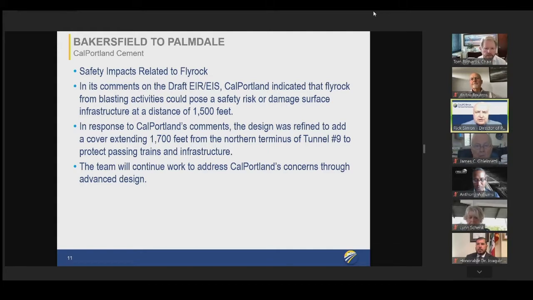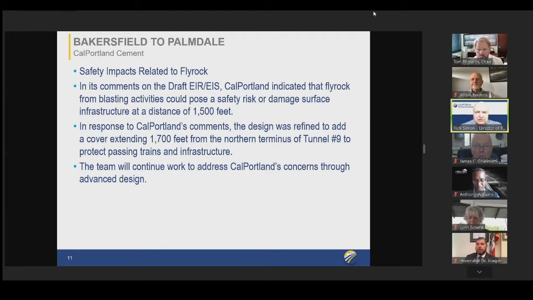One of the comments that Cal Portland made was related to fly rock. This is the potential for rock to come out of the pit as they do a blasting operation. There's a documented case of fly rock traveling as much as 1,200 feet and striking somebody, causing property damage or injury. Obviously, we don't want that to happen. They've asked us to provide a safety zone of 1,500 feet as a fly rock zone.